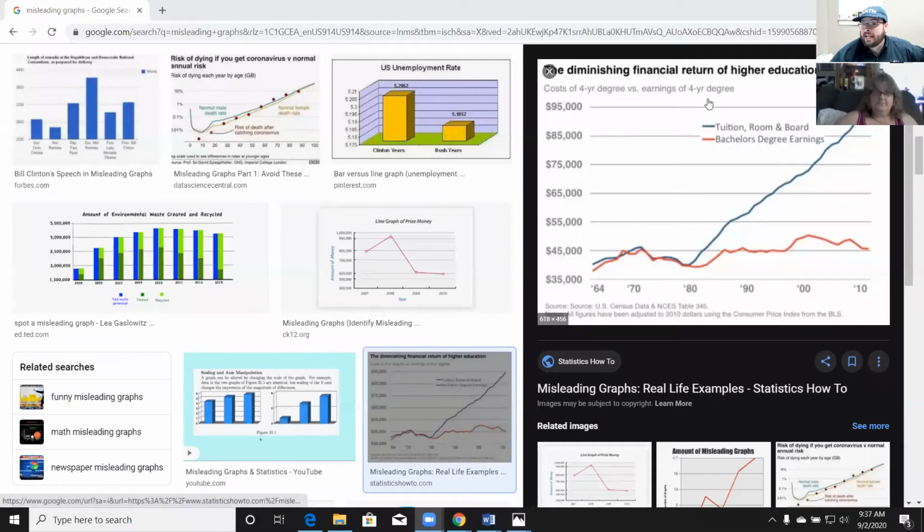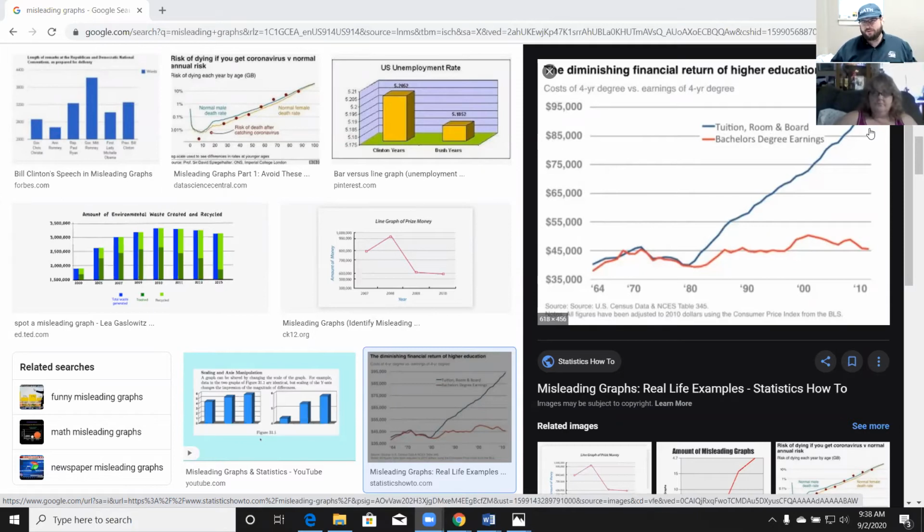And I'll tell you, this is one I'm working on in this doctorate, and we do a lot with this stuff. Share screen. I'm gonna go to this one again. I know it's a sad graph to mention in a college algebra class, but the diminishing financial return of higher education. So the cost of the four-year degree versus the earnings of a four-year degree. We've got the years down here, and we've got the cost on the left. Now, it's adjusted to 2010 dollars, which is great. So here's the earnings, and here's the tuition.